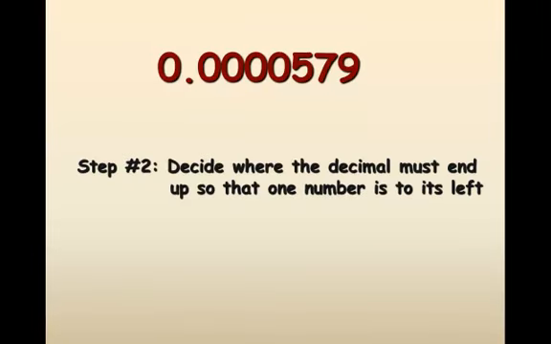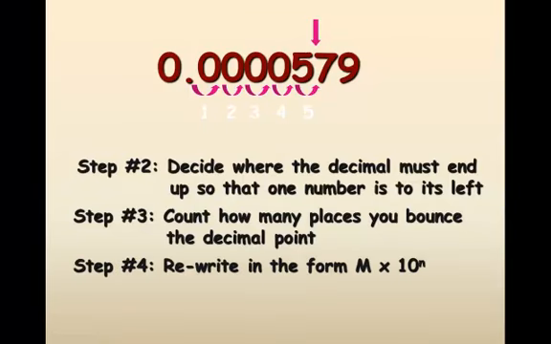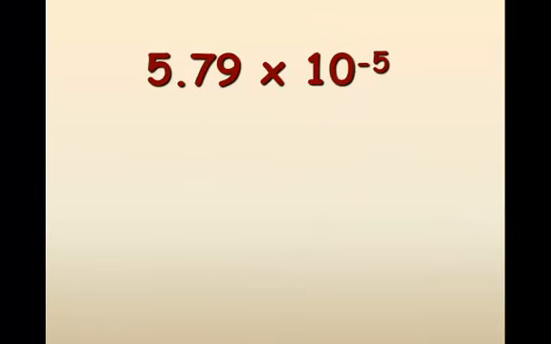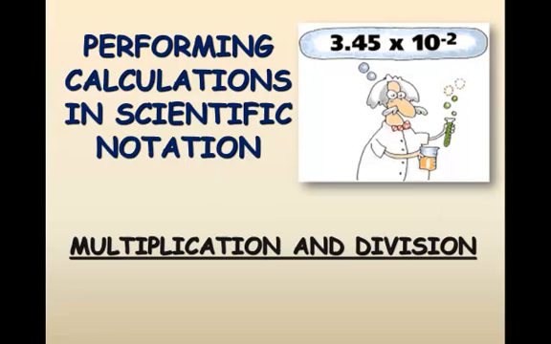Okay, let's take a look at a number that's smaller than 1. We've already got a decimal point. We don't have to insert one because there's obviously one here. And then we're going to go ahead and move our decimal so that one number is to the left, like we did in the other example. So let's count our bounces. 1, 2, 3, 4, 5. Okay, and now let's rewrite our number so it's in the form m times 10 to the nth. And we get 5.79 times 10 to the negative 5th. Notice the exponent is negative because our starting number was less than 1. Okay, that gives you the basics.